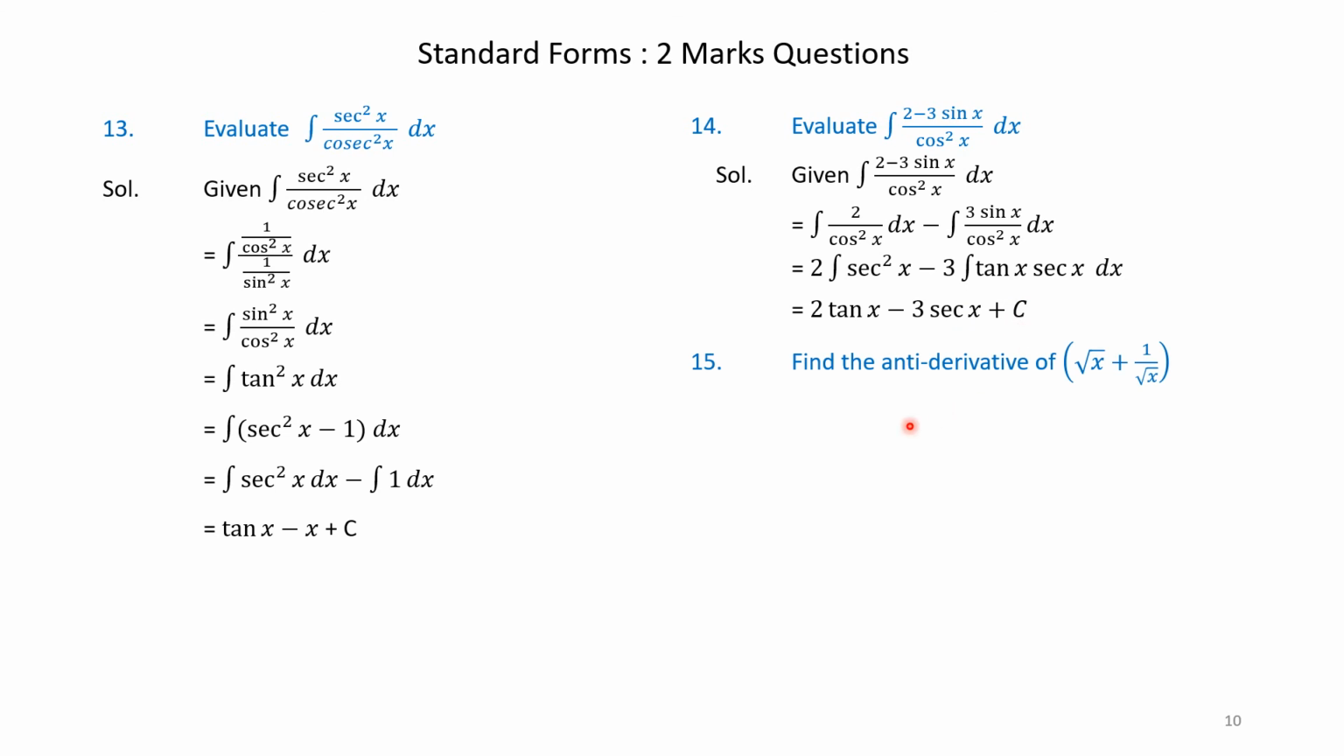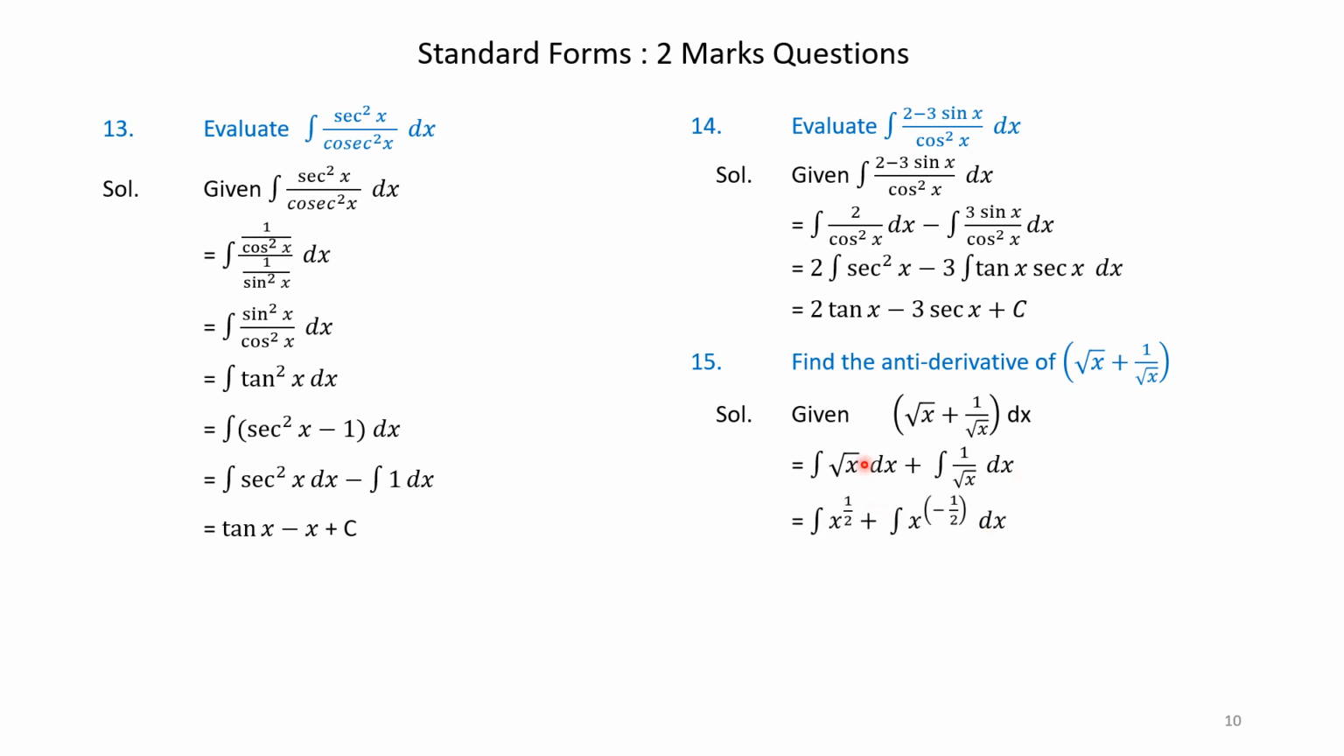Question number 15. Find the antiderivative of square root of x plus 1 over square root of x. Given equation is copied as it is. Therefore, it is (root x plus 1 over root x) dx. Separating and integrating, we get integral of root x dx plus integral of 1 by root x dx.